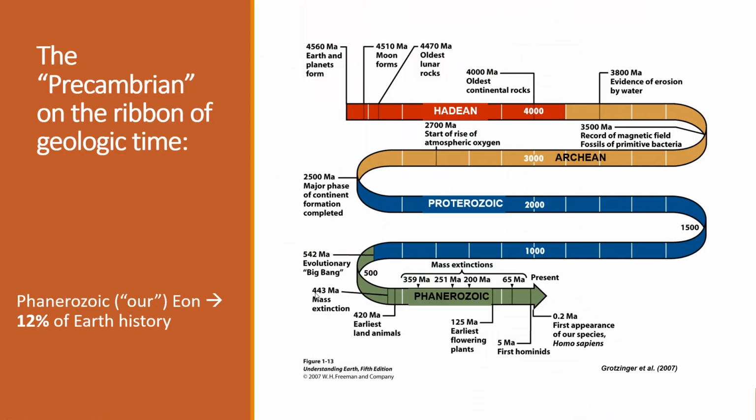So this has some of those big events on here as well. About 4.5 billion years ago, the moon forms. Our oldest continental rocks are about 4 billion years old. We start seeing evidence of water about 3.8 billion years ago. We have some primitive fossils of bacteria in the Archean, so that's 3.5 billion years ago. We see oxygen coming in, 2.3 to 2.7 billion years ago. We start to see the continents forming towards the end of the Archean.